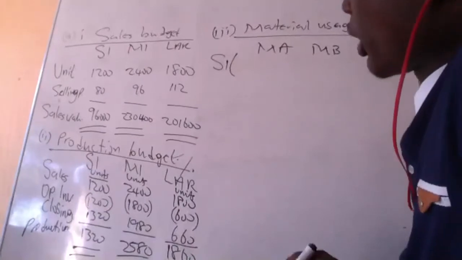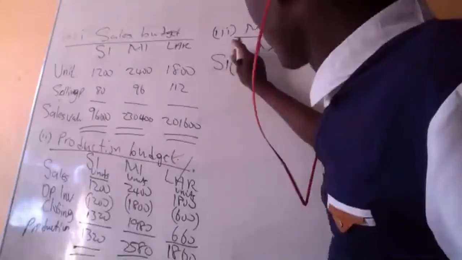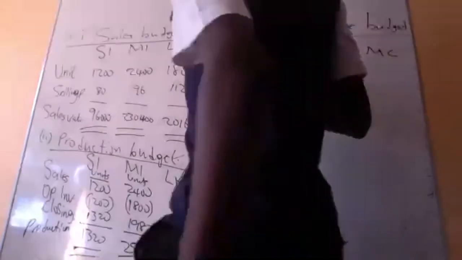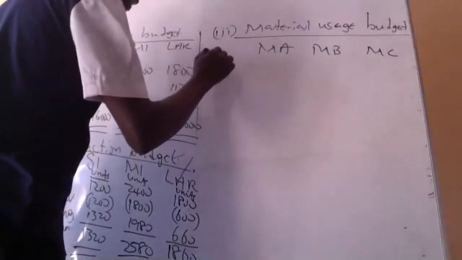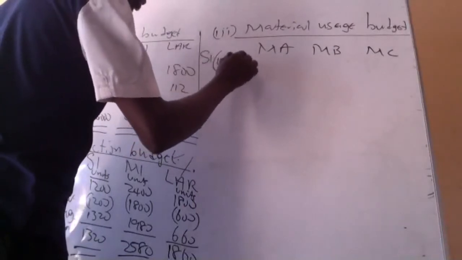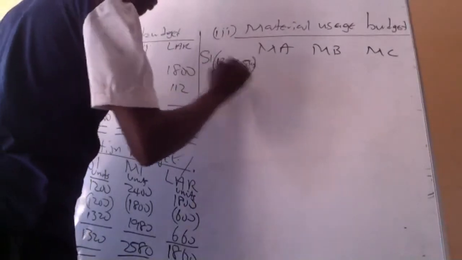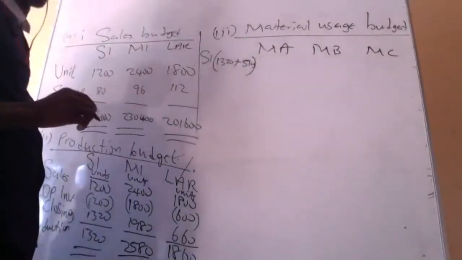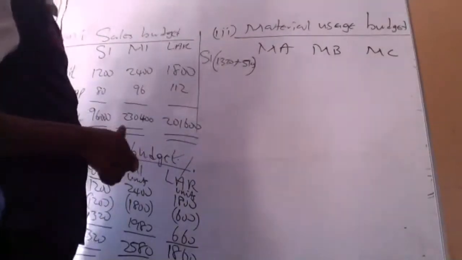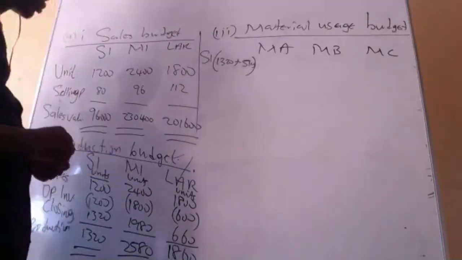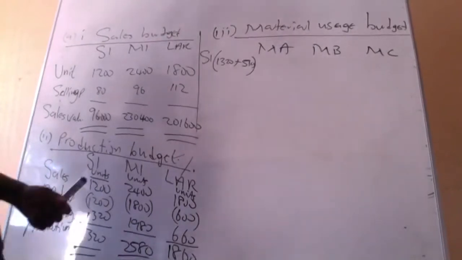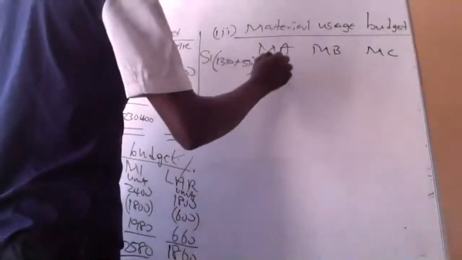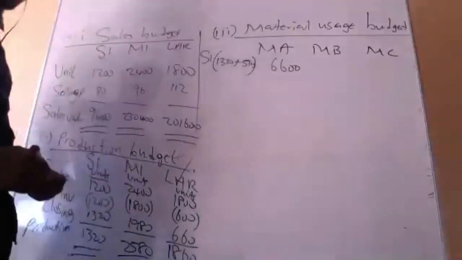So here it will be the unit. SI would be something like this: 1,320 times 5 kg, right? Yes. And that will give us 6,600. Okay, that's fine. Good.